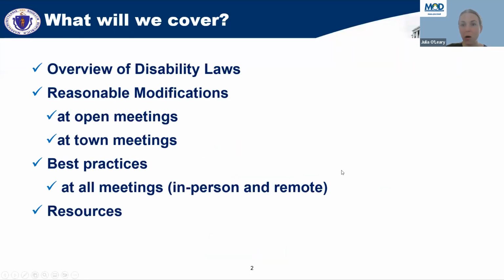Right. So we're going to start off with an overview of the disability laws. We're going to then talk about reasonable modifications, what those are, what the process looks like, what it's going to look like at an open meeting, public meeting, what it's going to look like at a town meeting, and then go over best practices for all meetings. And finally, we've got a page at the end that is a list of resources.